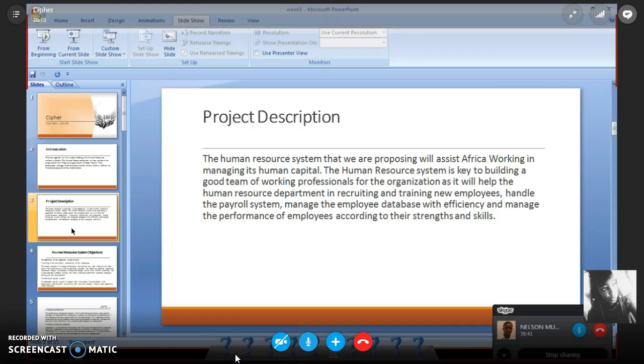So the human resource system is key in building a good team of any working organization, as it will help the human resource department in recruiting and training the employees, to handle the payroll system, to manage the employee database with efficiency, and to manage the performance of the employees according to their strengths and skills. So I'll invite Jean to take us through the next. Jean, welcome.